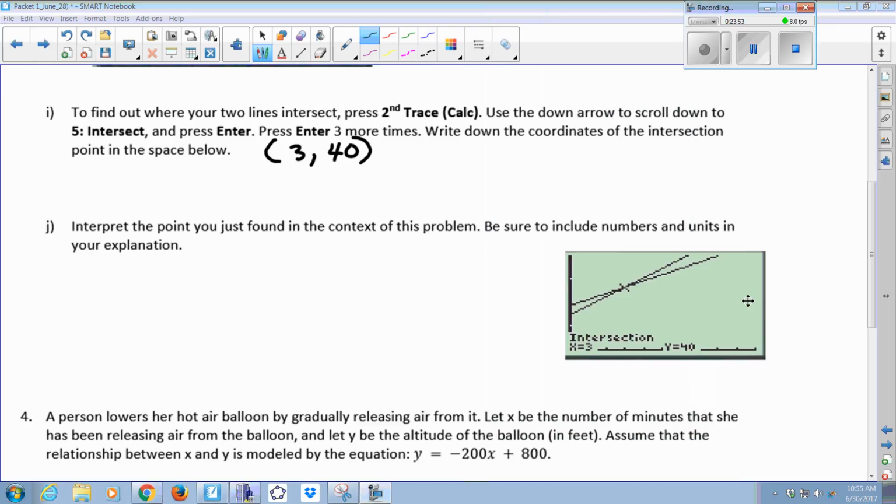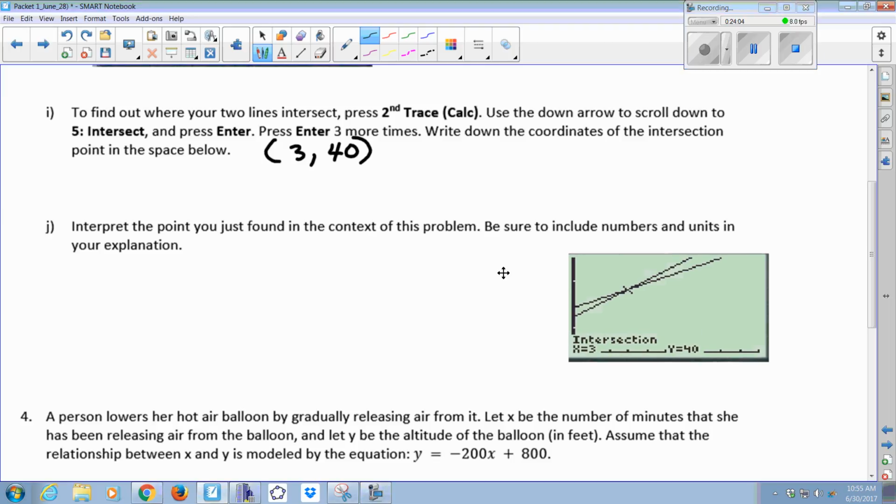Okay, so I just took a little snippet of the graphing calculator screen and put it down here so you could see the coordinates for the intersection point. Interpret the point you just found in the context of this problem. Be sure to include numbers and units in your explanation.